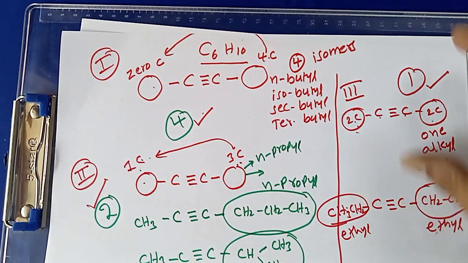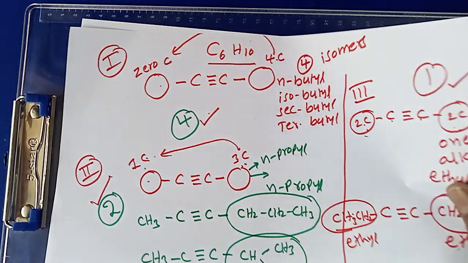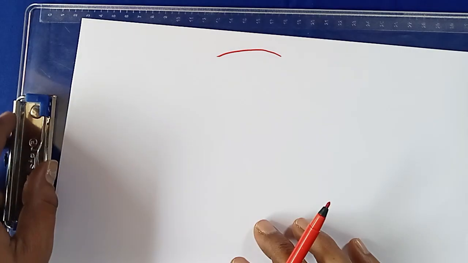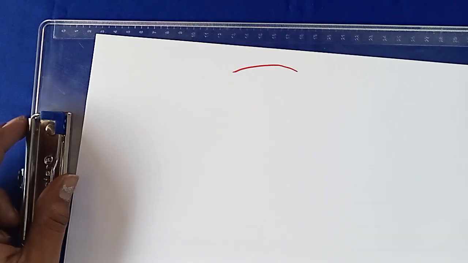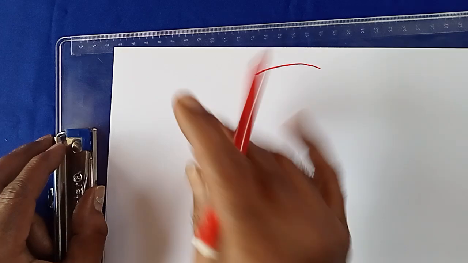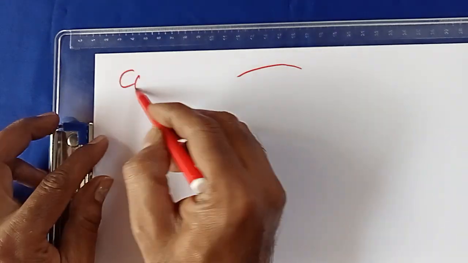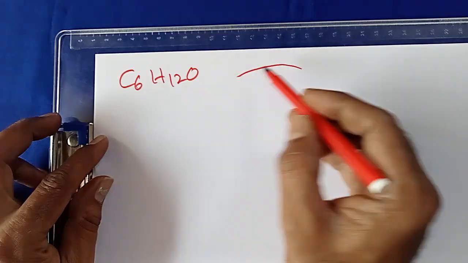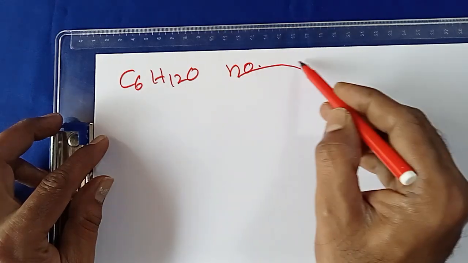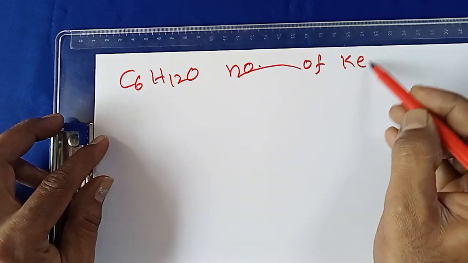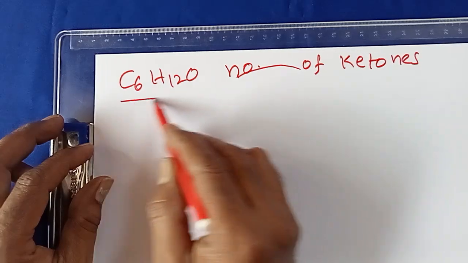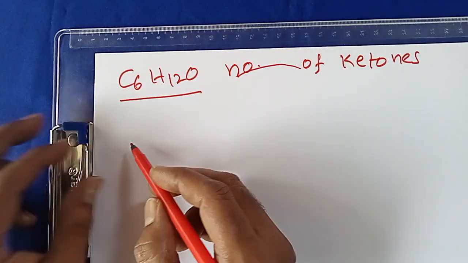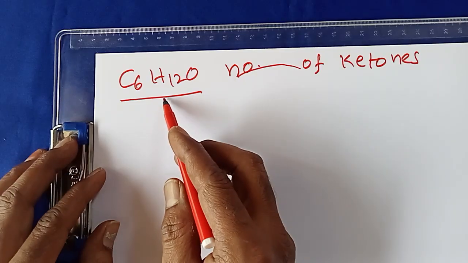Very important. Okay, next, the same way, if you want another isomer problem, the number of C6H12O ketones we discuss. Ketones only. The molecular formula is C6H12O. So total carbons how many? 6 carbons. It satisfies the ketone only.